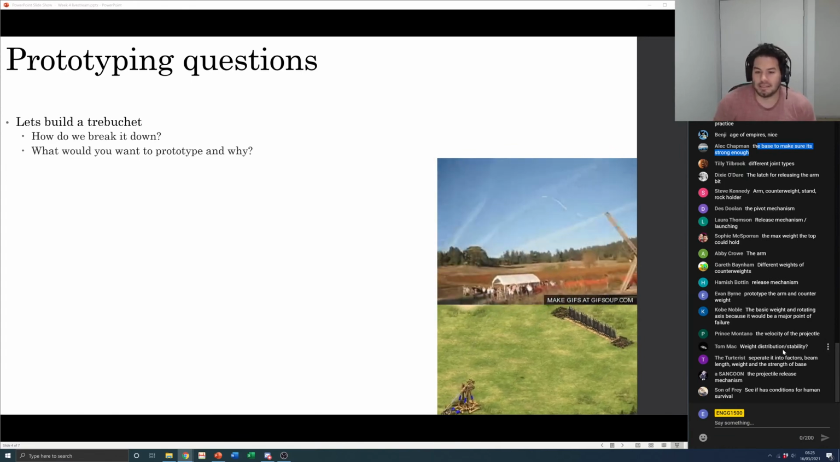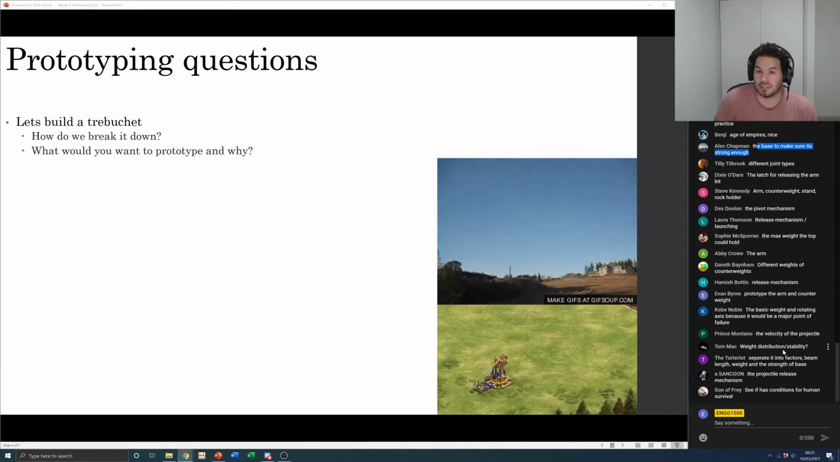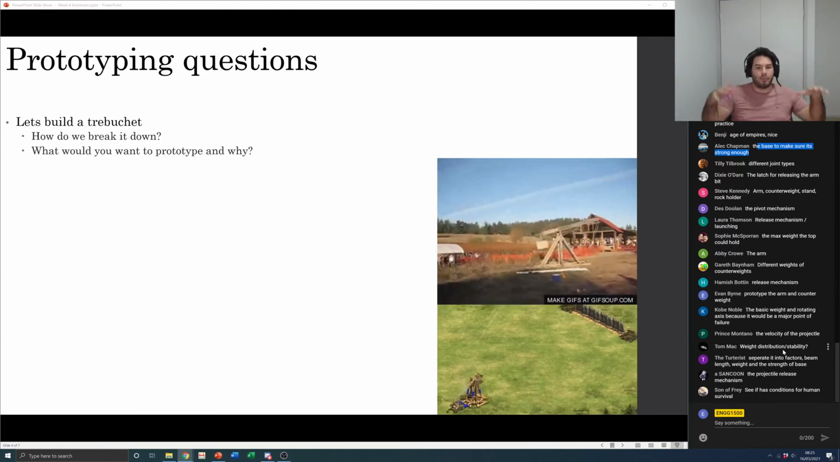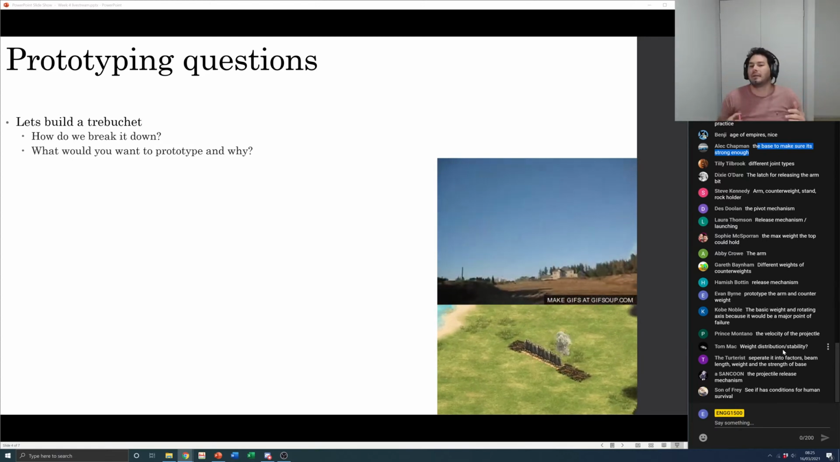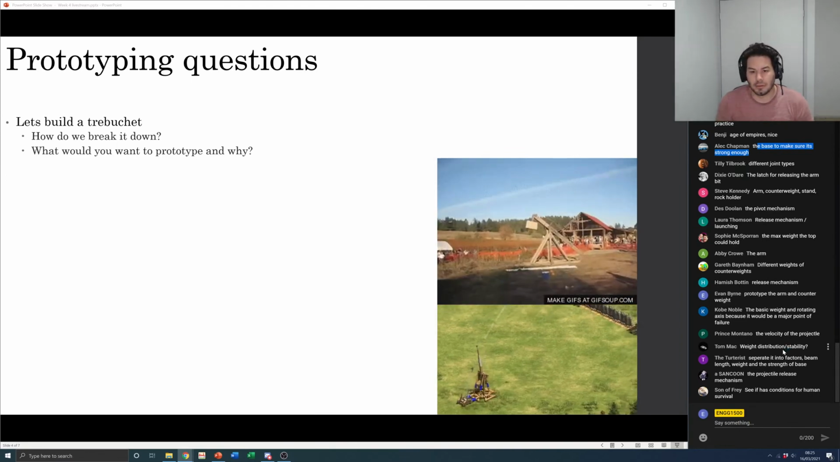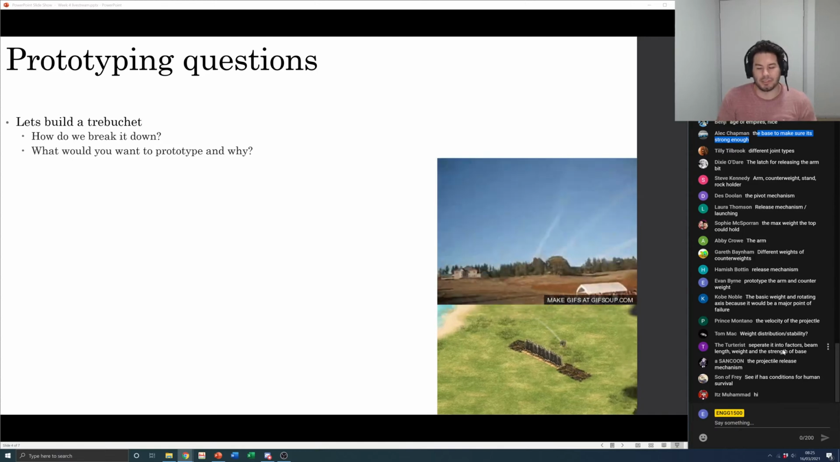Could you test these things easily and independently, such as the base? Is there a way? Like, I could build just the base by itself, but how would I test that? Is that a thing that I can test? I understand why you would want to, but is it possible?